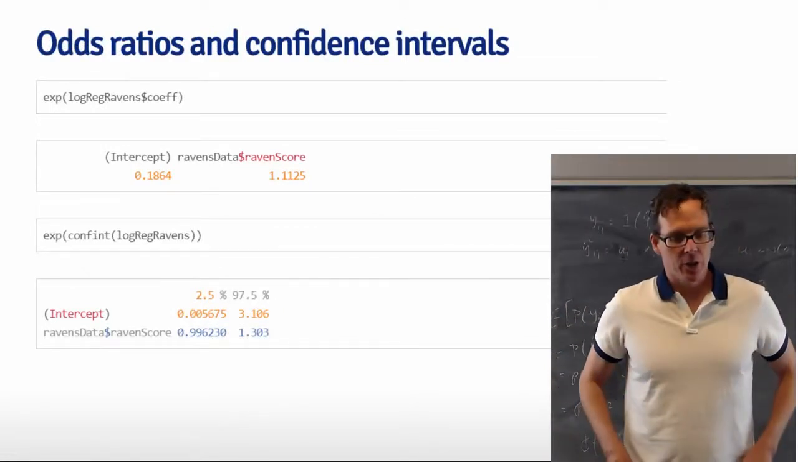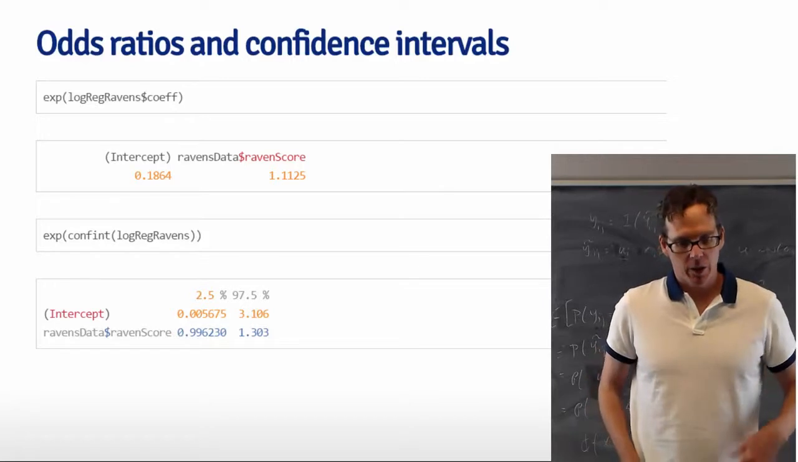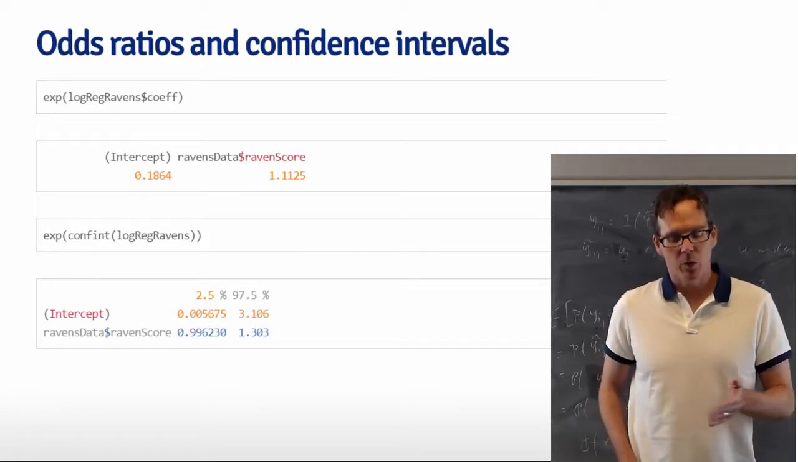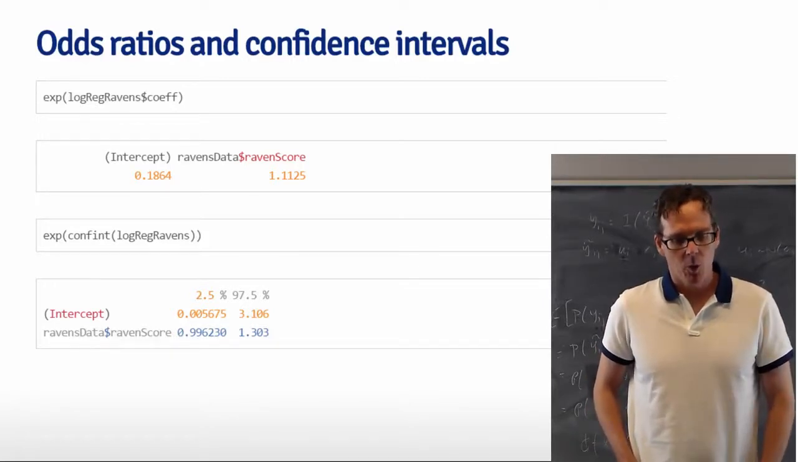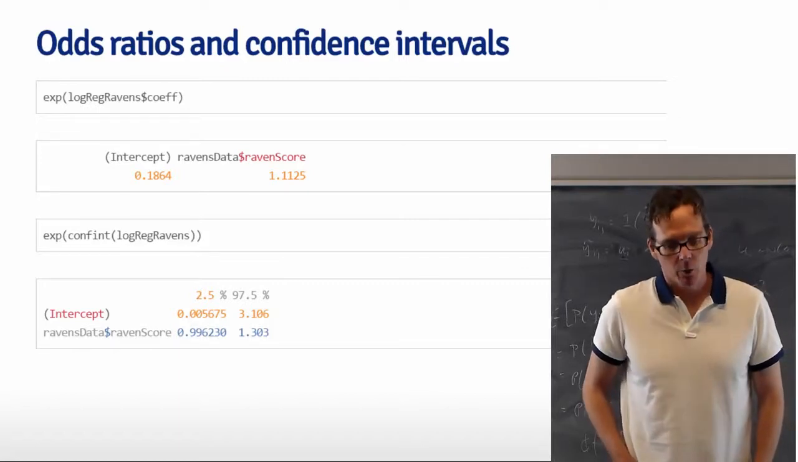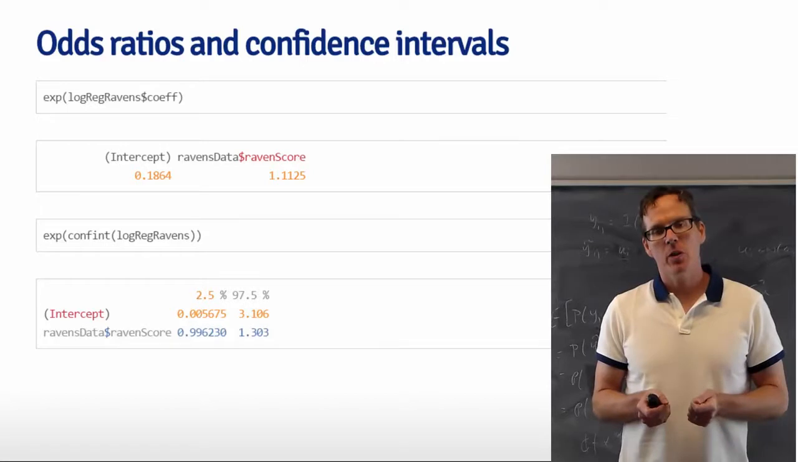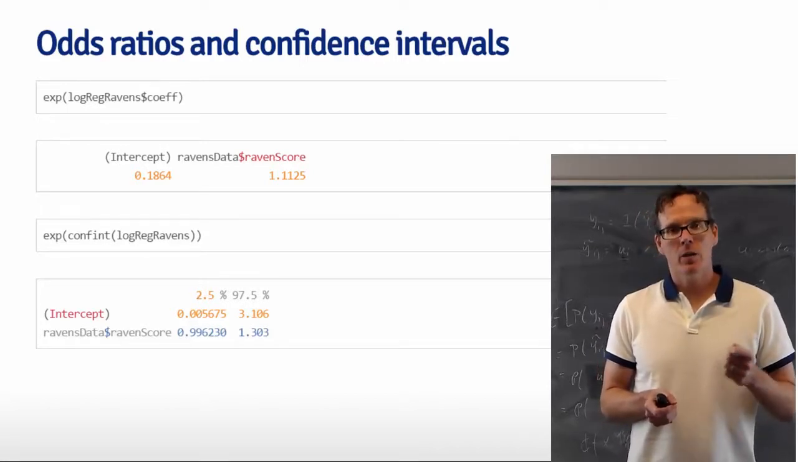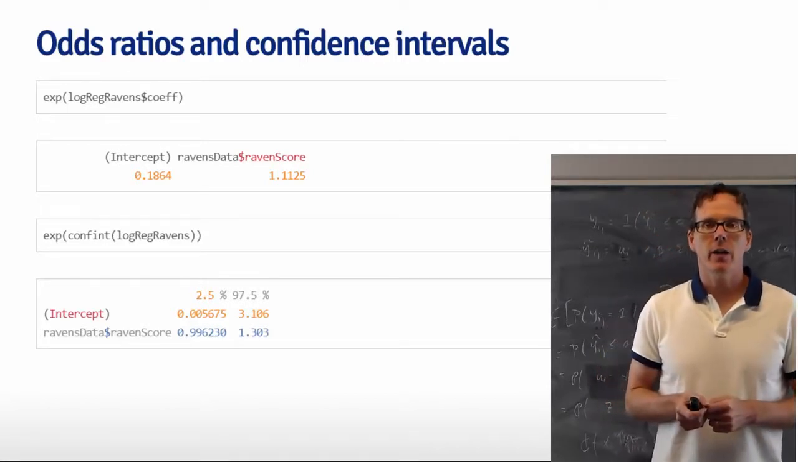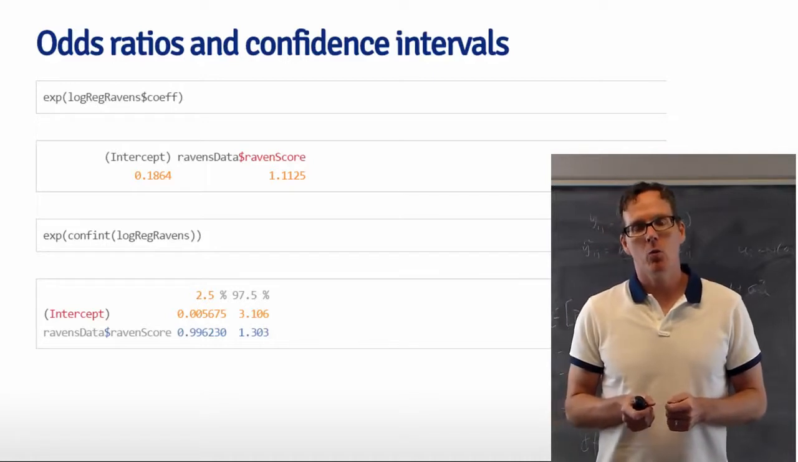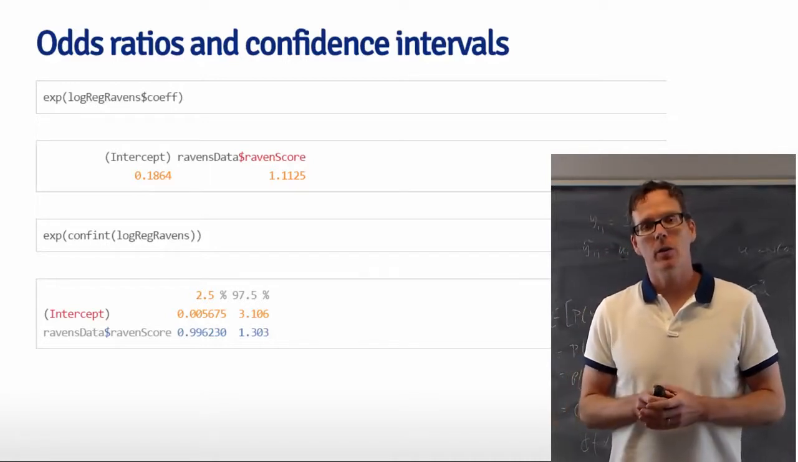If we were to exponentiate the Ravens coefficients, we get 0.1864 for the intercept and 1.1125 for the score. So that suggests an 11% increase in the odds of winning for every additional point that the Ravens score. Okay, that's how you would interpret this logistic regression coefficient.